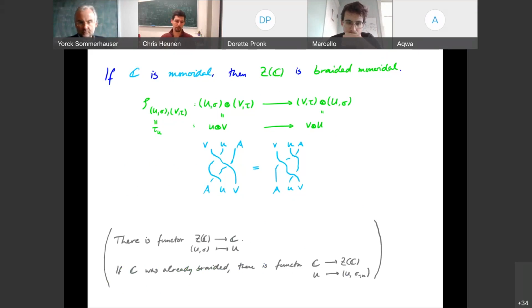There's a functor going back from the new category to the old, that takes an object in the new one, which is an object in the old one with a half braiding, and just forgets about the half braiding. And conversely, if C already had a braiding, then there's also a functor from the old category to the new one. Namely, you take an object in the old one. What kind of half braiding are you going to choose on it? Well, I just take the braiding that already existed and fix the object U and swap it with any other object. So that's the way to make a monoidal category braided.